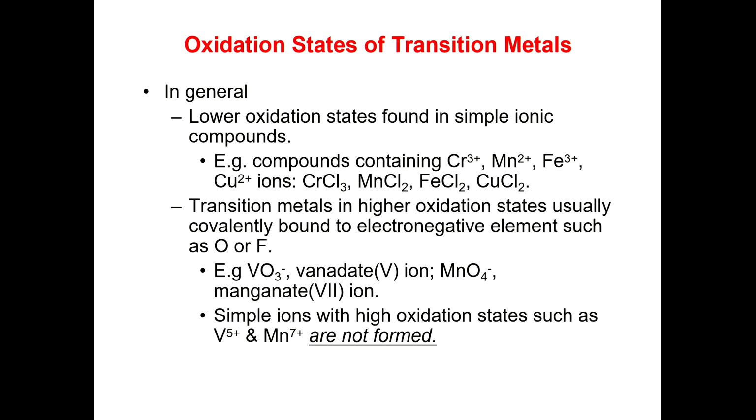We know oxygen and fluorine have high electronegativity, so they can accept more electrons from the metals. So the metals can show high oxidation states. For example, in this case, it shows a +7 charge. This is losing all the d block electrons when it forms a compound with oxygen.